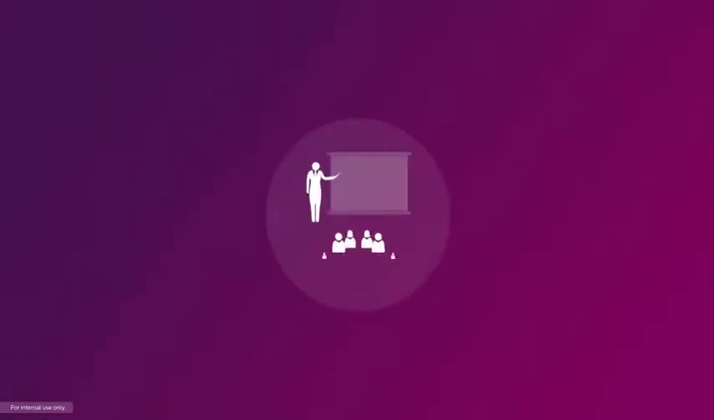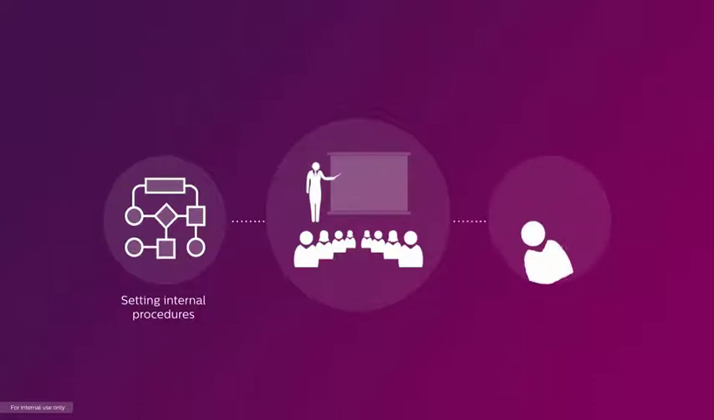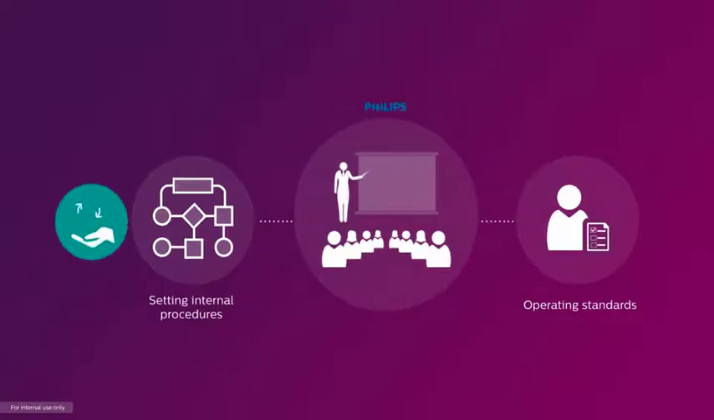Internal standards and regulations include rules defined by our leadership. These standards usually focus on setting internal procedures that adhere to the external standards and operating standards that complement the organization's strategic goal. Sustainability is an example of an internal standard put in place to support Philips in becoming a greener company.